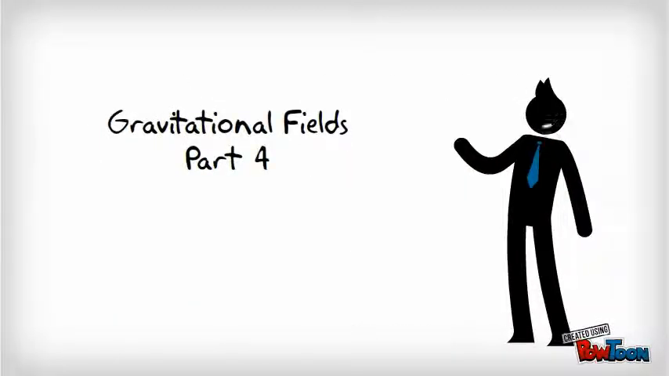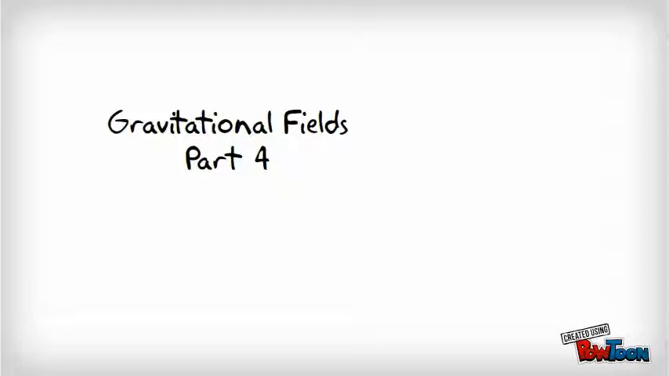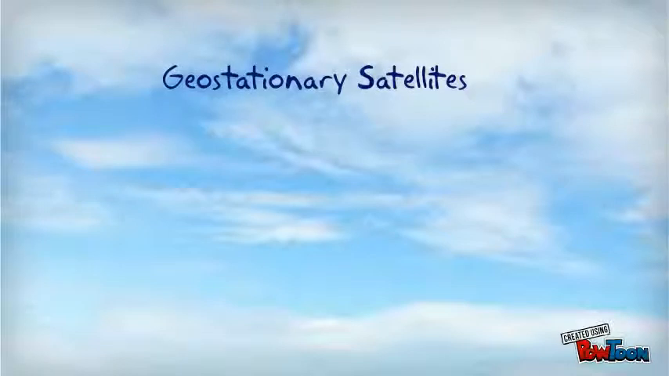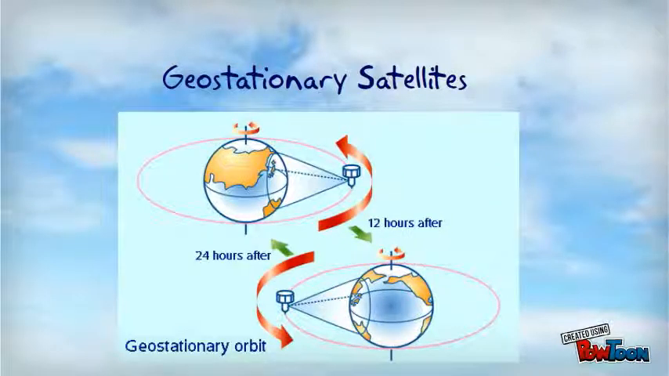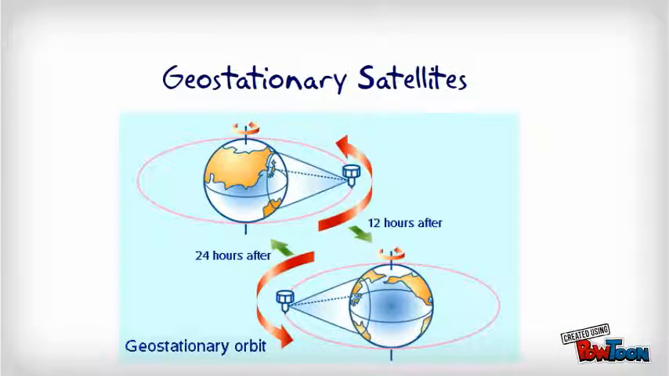We now come to the final part, part 4 of gravitational fields. We're going to start by looking at geostationary satellites. Now, a geostationary satellite is one which orbits the Earth once in every 24-hour period. But we know that the Earth also spins on its own axis once in every 24 hours. So what this actually means is that the position of a geostationary satellite always appears to be constant. In other words, it always appears to be in the same position to someone viewing it on the Earth.